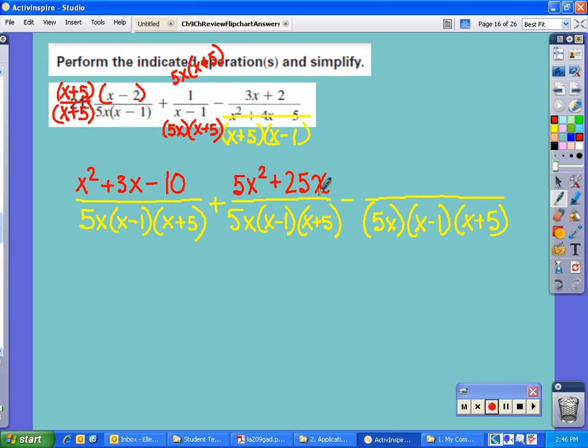In the third fraction, we have the x plus 5 and the x minus 1, but we don't have the 5x. So we'll need to multiply top and bottom of the denominator by 5x. Again, we are distributing, and we should get 15x squared plus 10x. Now remember, in order to finish adding and subtracting, what we're doing on top is combining like terms. The denominator remains the same.